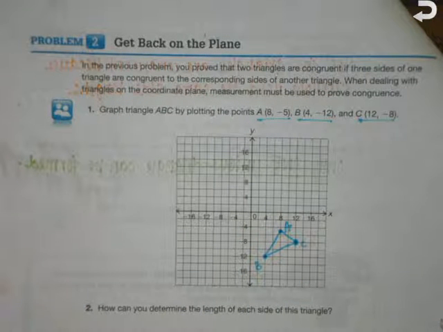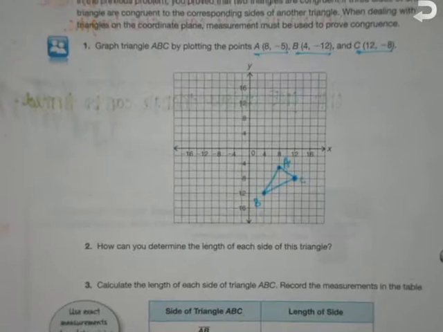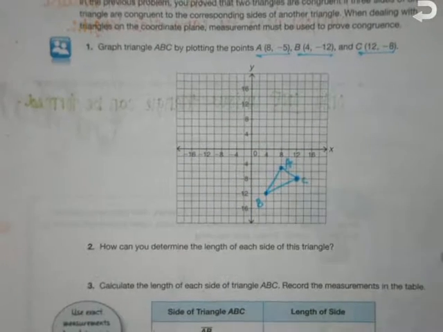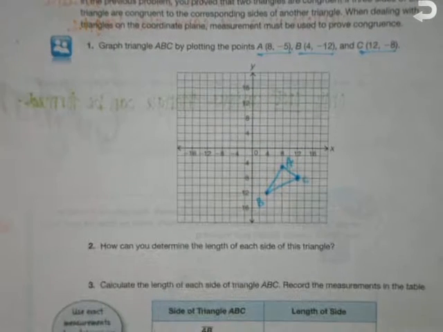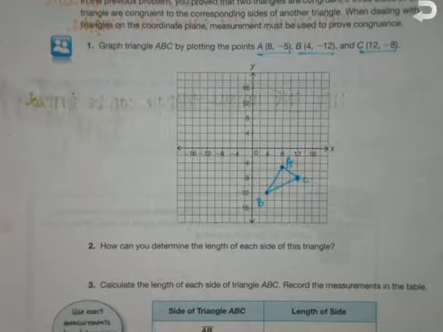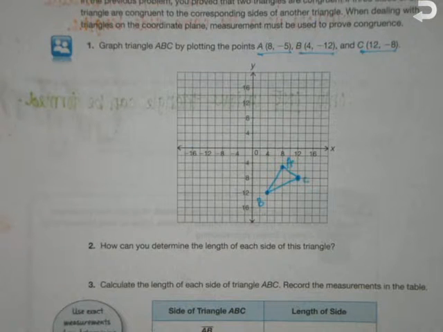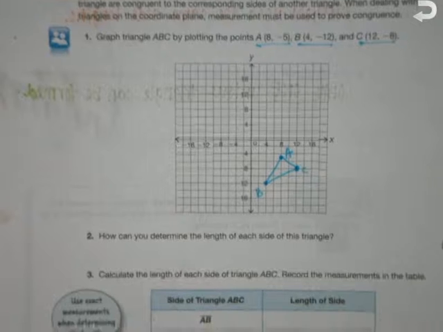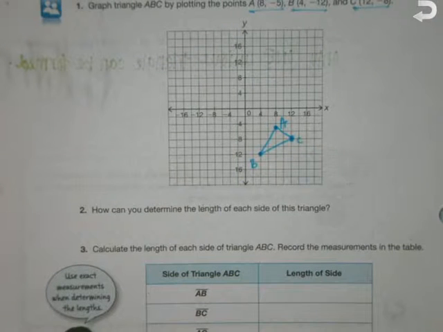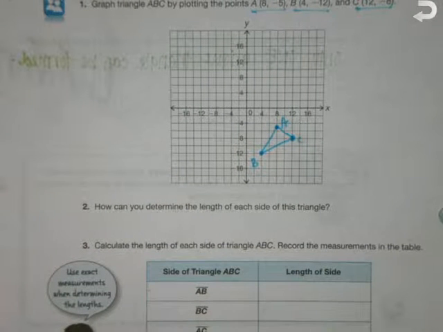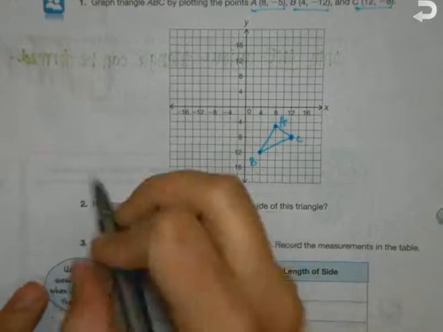So what we are going to have to do is find the length of each segment on the triangle. Then I'm going to give you another triangle, and you are going to have to find the length of each of those sides and then determine if the 2 triangles are congruent. How can you determine the length of each side of the triangle? Distance formula. So will you write distance formula down for me?